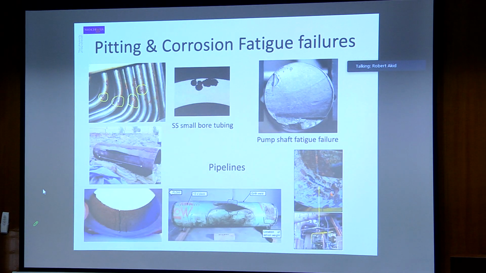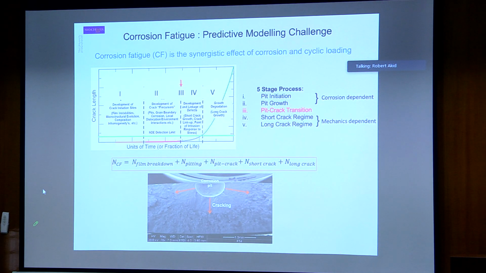Here are some examples: pitting corrosion and corrosion fatigue. You can see here some examples of that in some small bore tubing, a pump shaft, and pipelines. And our interest is in looking at how we might predict the corrosion fatigue process, which is a synergistic effect of corrosion and cyclic loading. And you can see here a schematic showing damage in terms of crack length as a function of time or fraction of life.